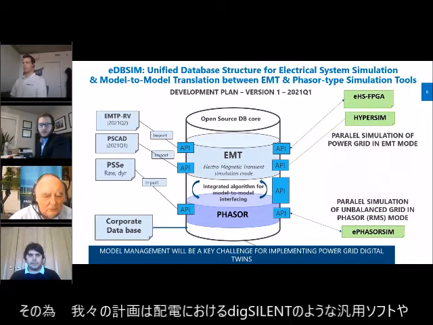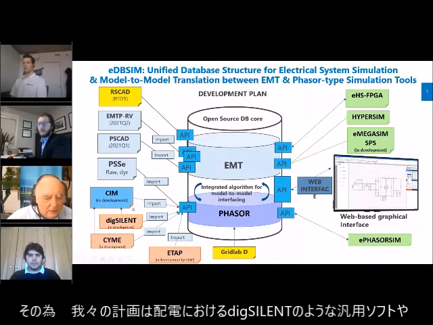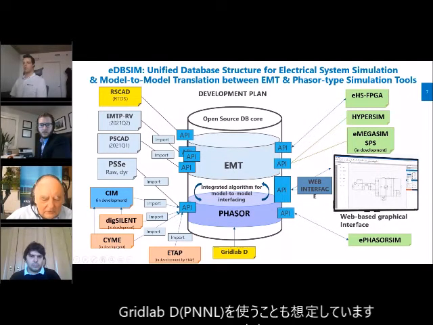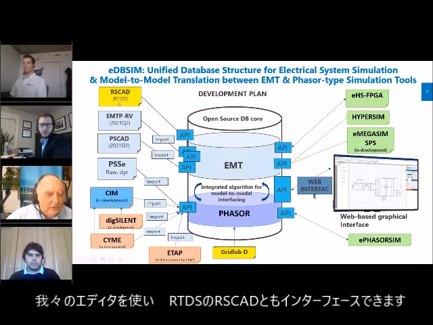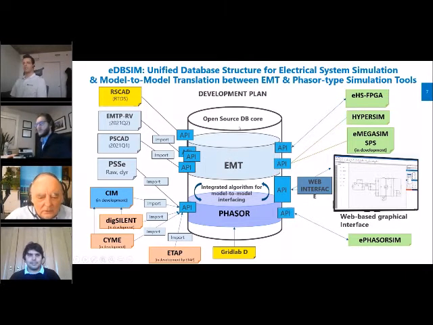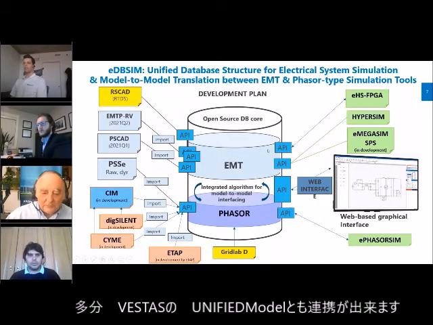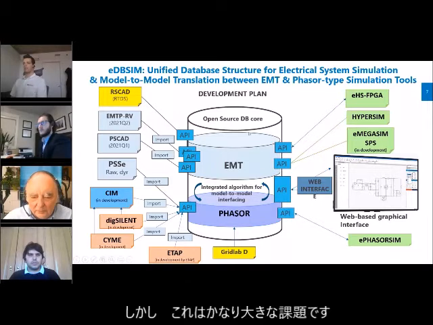So our roadmap is to, of course, include many of the other popular software like DIgSILENT for distribution. We have the SIME, and now we are even thinking of maybe using GridLAB-D from PNNL. And then I put here our competitor. Maybe we can interface the RSCAD from RTDS to have the data in the unified database here. And maybe this can be mixed with the unified modeling interface proposed by Vestas. But I think this will be quite a big challenge.